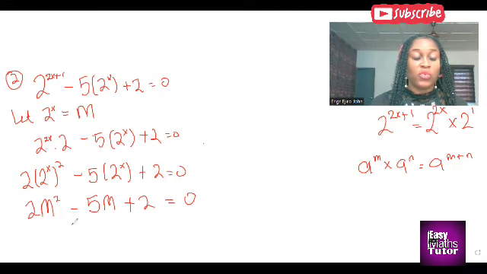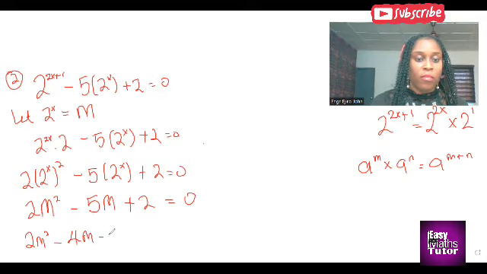We're going to look for 2 factors that will give us 2 times 2, 4 when you multiply, and will give us minus 5 when you add them. And those factors will be minus 4 and minus 1. So we'll say 2m squared minus 4m minus m plus 2 equal to 0.